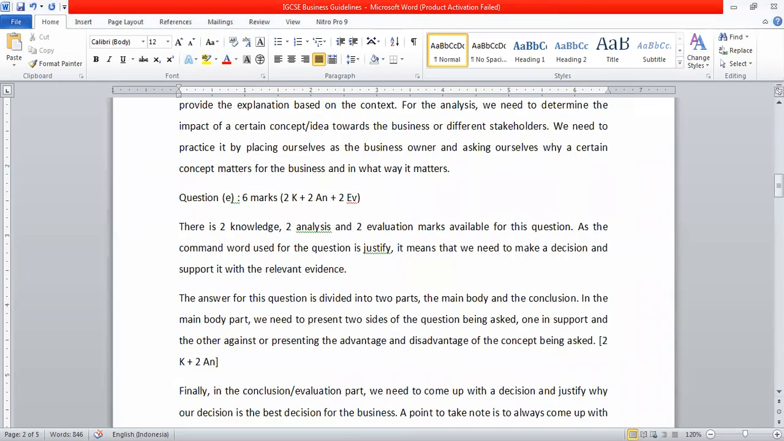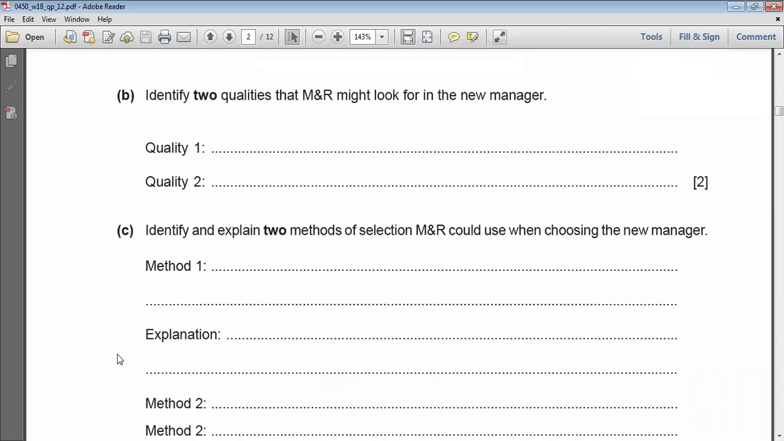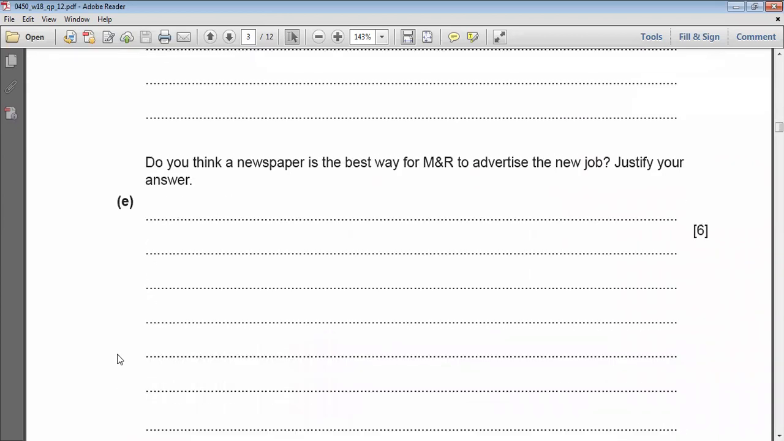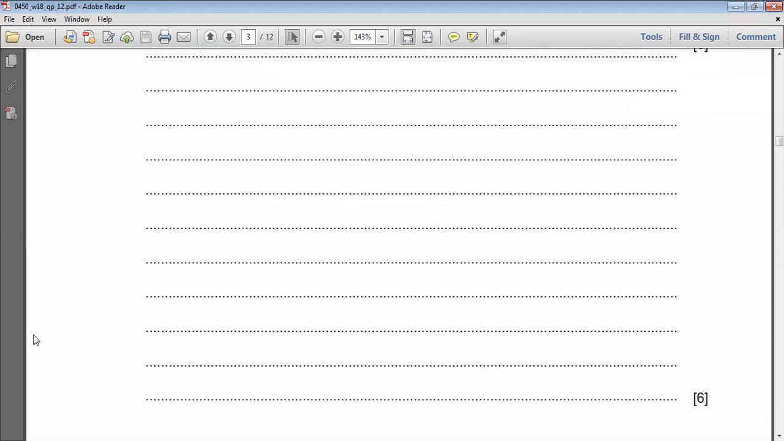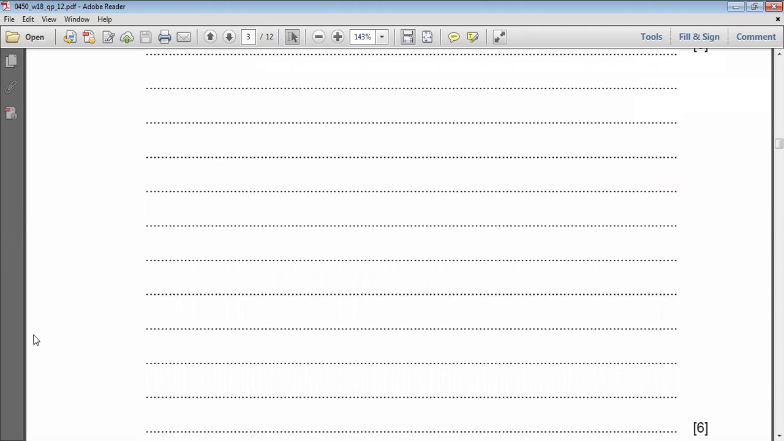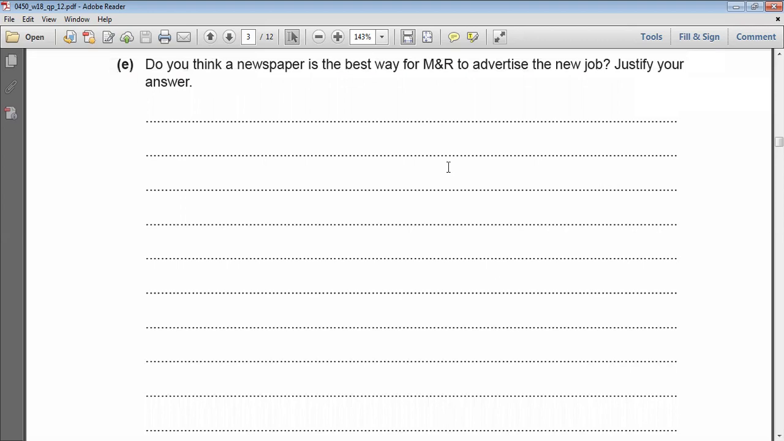Of course, we will see the example again. Question 1, let's go to E so you know what questions to expect. Do you think a newspaper is the best way for MNR to advertise the new job? Justify your answer. The space given is this much. If the space given is this much and it's 6 marks, the Cambridge expectation is 1, 2, 3, 4, 5, 6, 7.